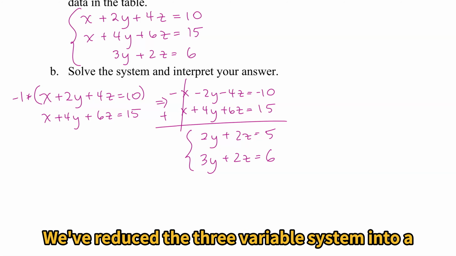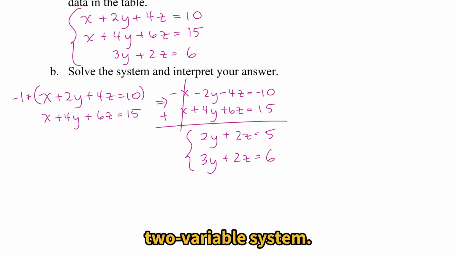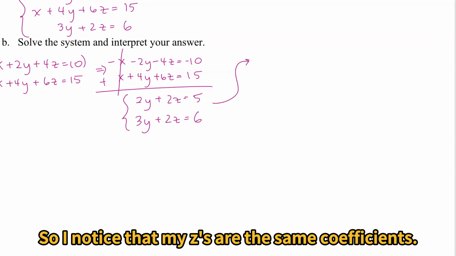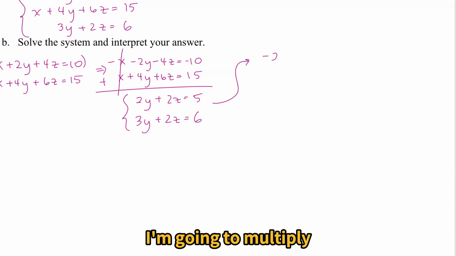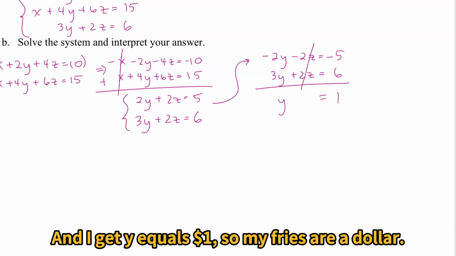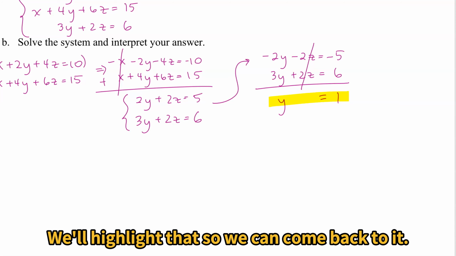So we've reduced the 3 variable system into a 2 variable system, and now we need to solve the 2 variable system. I notice that my z's have the same coefficient, so I'm going to multiply the first equation by -1, and I get y equals $1. So my fries are $1. We'll highlight that so that we can come back to it.